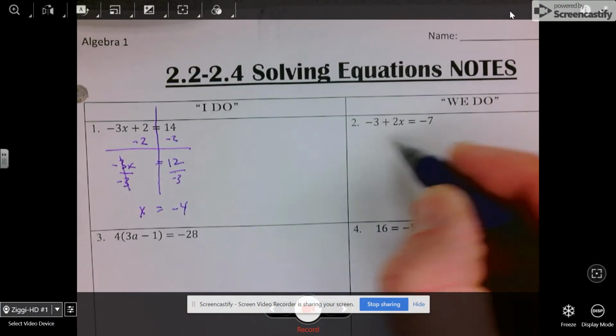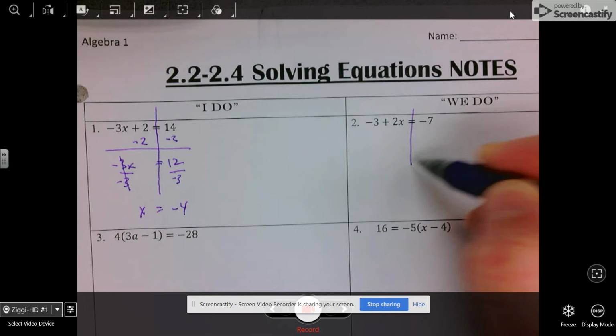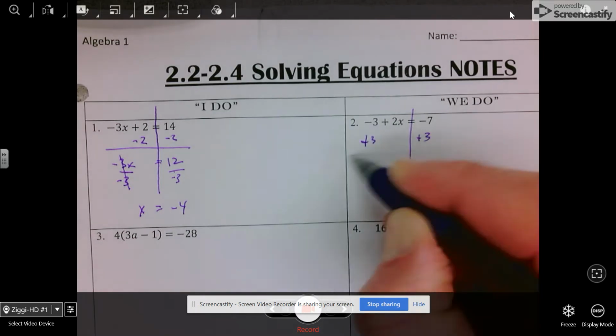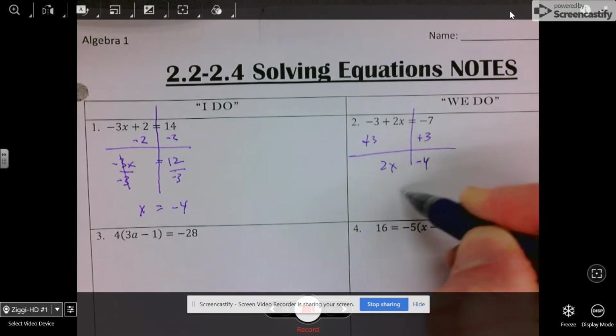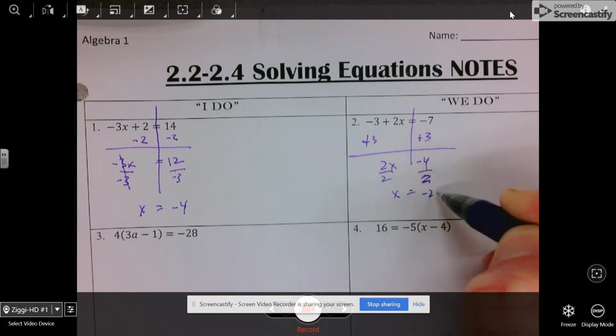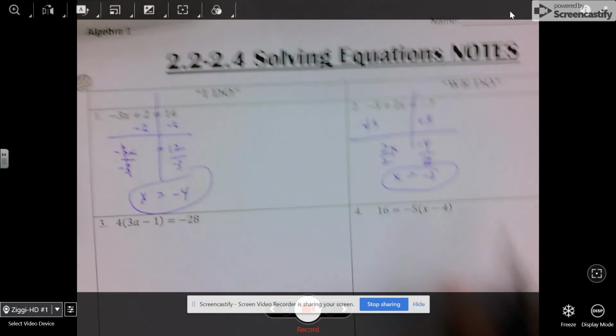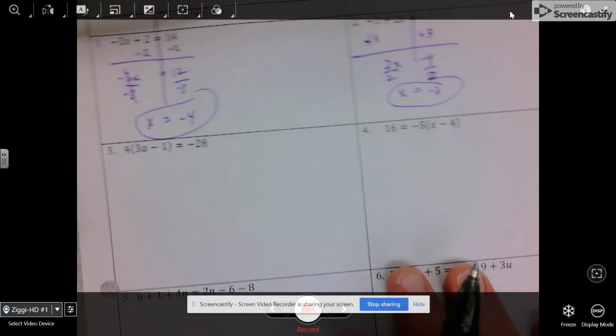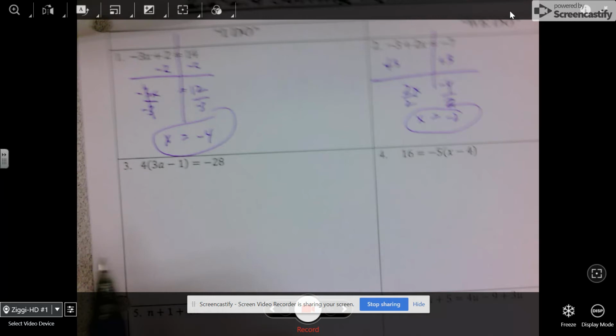Okay, now that you're back, let's double check. I'm going to do the ones on the right a little bit faster. So x equals negative 2. Notice how everything lines up. It's very symmetric. Don't flip the x to the other side, all that kind of stuff.